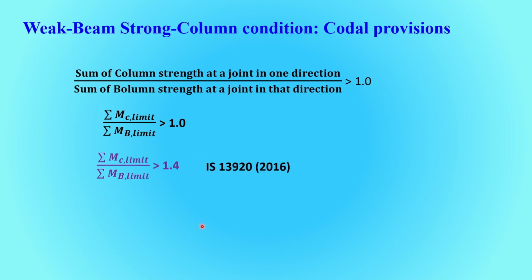Now how much stronger is not defined, so the code has defined it like this. How much stronger? So IS 13920 2016 says this MC limiting summation divided by MB limiting summation should be more than 1.4. So the code is supposing that if this is more than 1.4, always the beam will fail and not the column in the joint. In Eurocode 8 2003, the value is 1.3, a little lower. So these are the limits given by the codes.